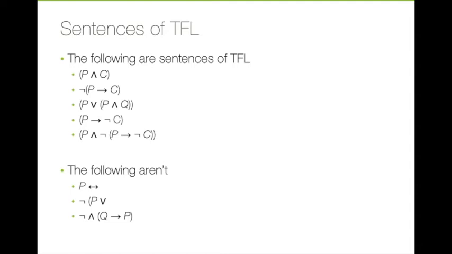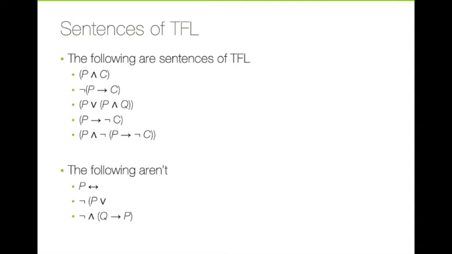They're nonsense. So the following are sentences: P and C, the negation of if P then C, P or P and Q, if P then not C, P and the negation of if P then not C. The following are not sentences of truth functional logic. P, biconditional. There's nothing on the other side of the biconditional, so it's not a sentence.